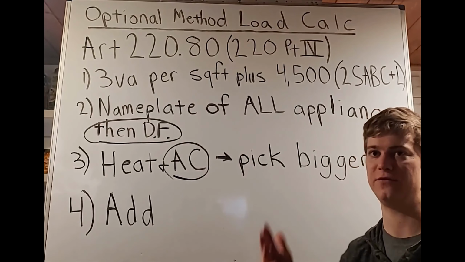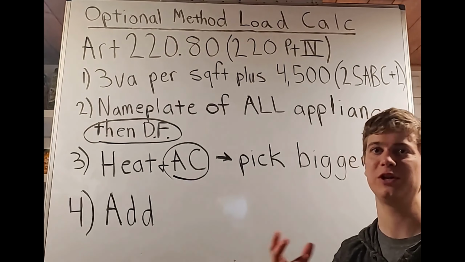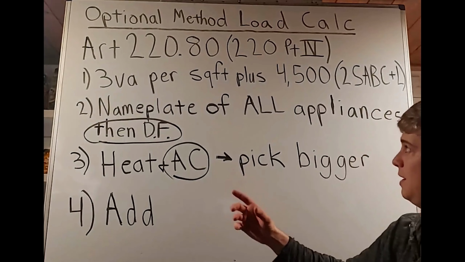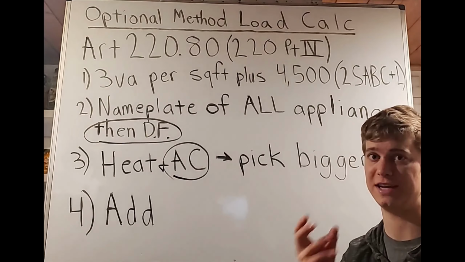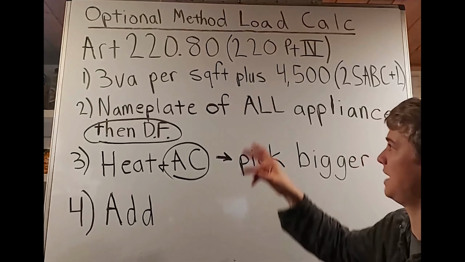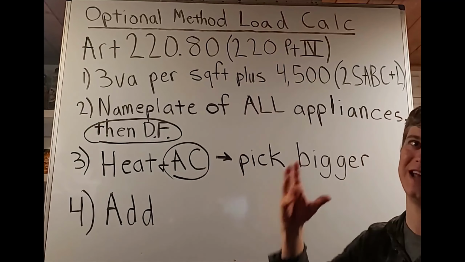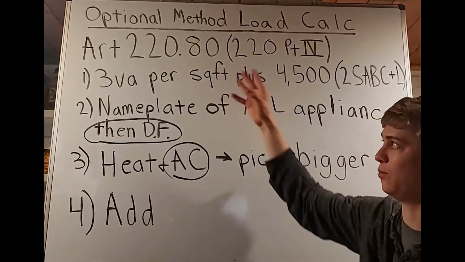But then you also have your dryer and your range in here with all appliances. And normally we're going to separate those with certain demand factors. But here in the optional method, we're not going to have demand factors for the dryer and range. We're going to take the nameplate rating and add those to all appliances. We're going to add everything together. But then after that, we have the demand factor when we add step 1 and 2 together.